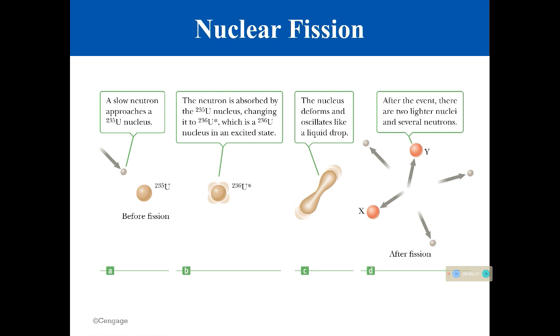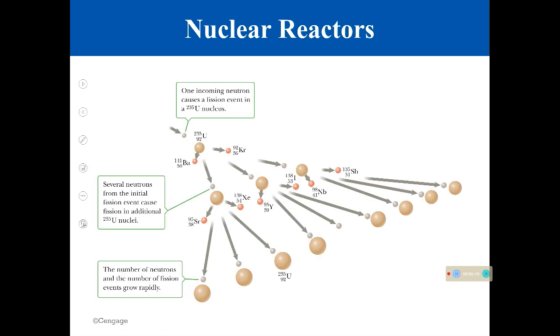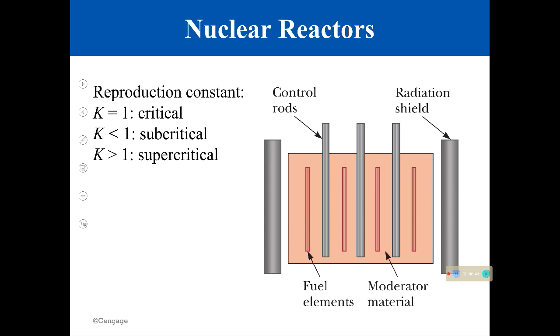Why? Because with just 1 neutron going to the next atom, it's simply going to maintain the energy production that it's currently at. So this right up over here is a measurement of the reproduction constant K, and K simply stands for how many neutrons are coming out. K equals 1 is critical.